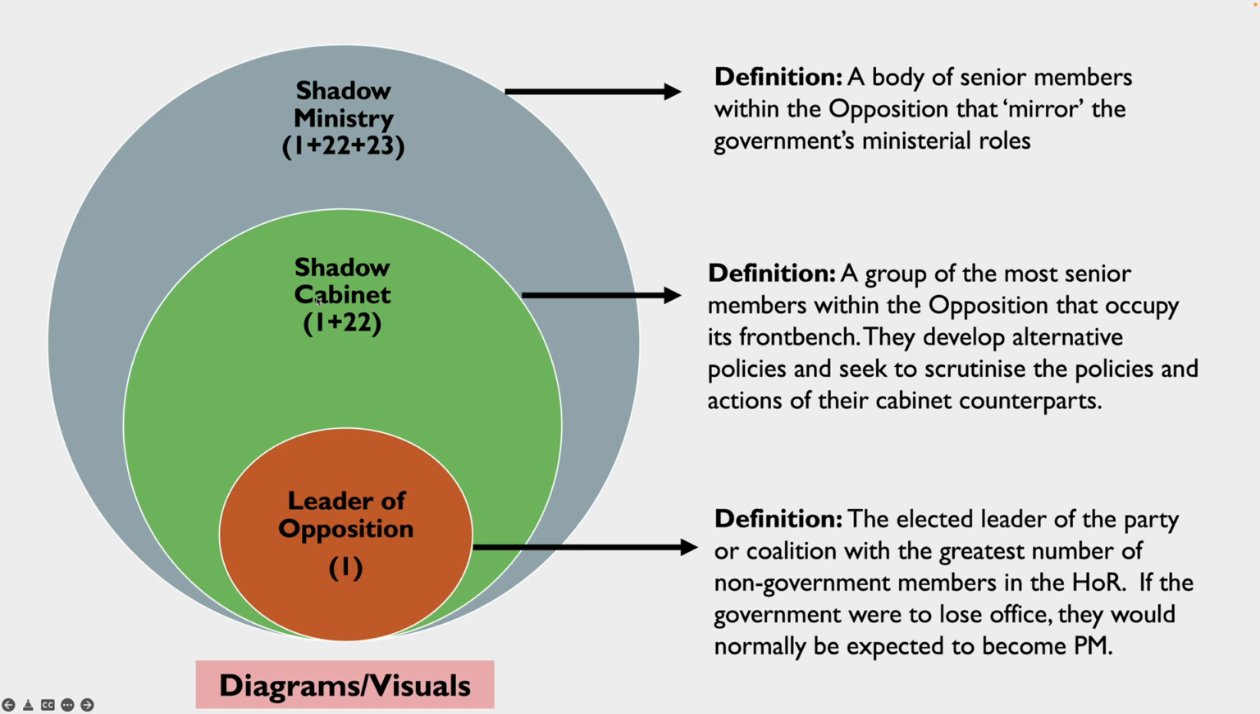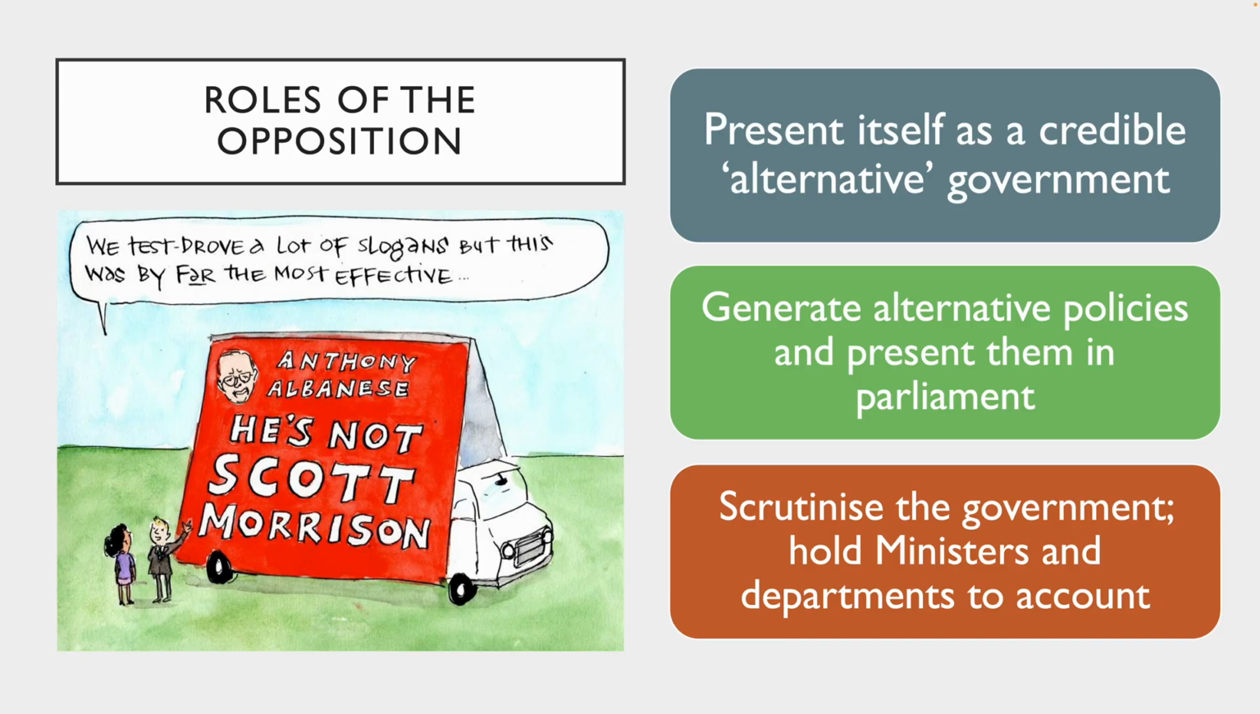The shadow cabinet is a group of the most senior members that mirror the cabinet counterparts and adopt ministerial portfolios. And then you have the shadow ministry, which also have ministerial roles, but they are not as senior, and they tend to mirror ministerial roles that are not in a cabinet. This is just another way of ensuring that you can distinguish between similar terms, because again, as we know, with 3-mark answers, that often appears. So if you got a question distinguishing between the shadow ministry and the shadow cabinet, would you be able to do that? Let's get into the roles of the opposition itself.